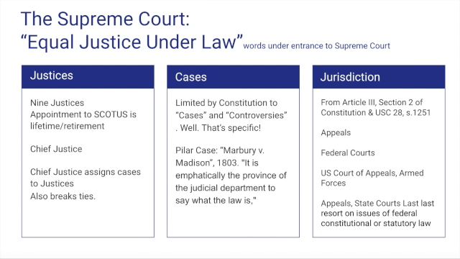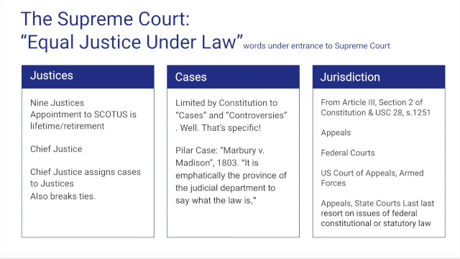Some justices do choose to retire. There is a Chief Justice, and the Chief Justice assigns cases. He is the person who actually assigns cases to a justice who will be responsible for writing the opinion. The Chief Justice also is responsible for any tiebreakers that come up.